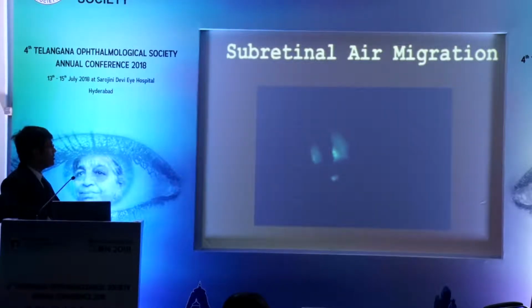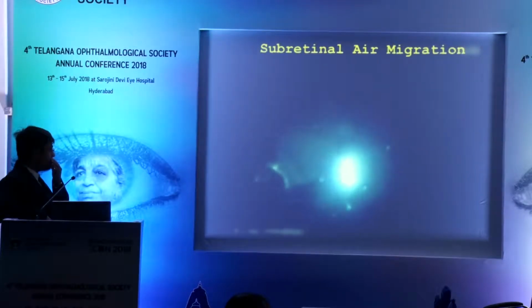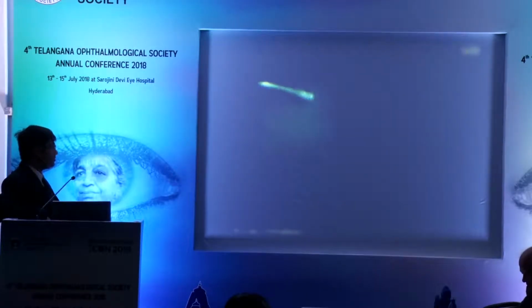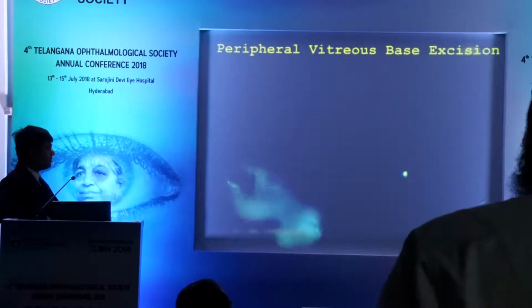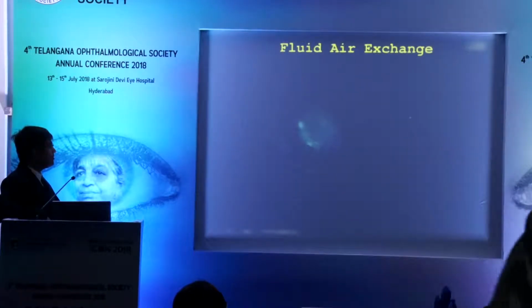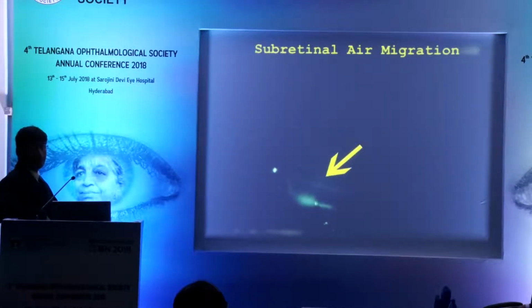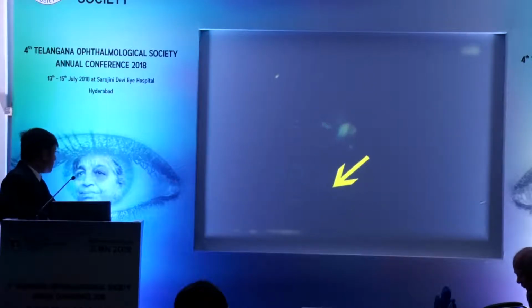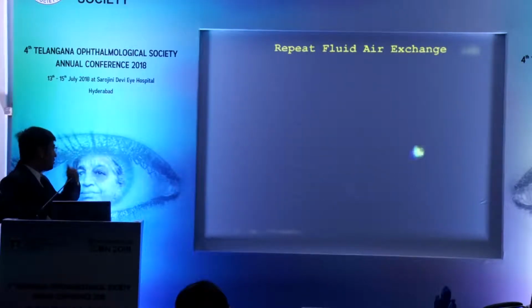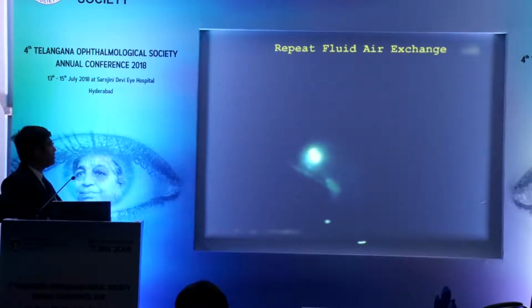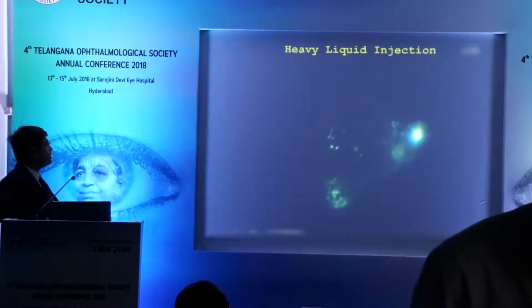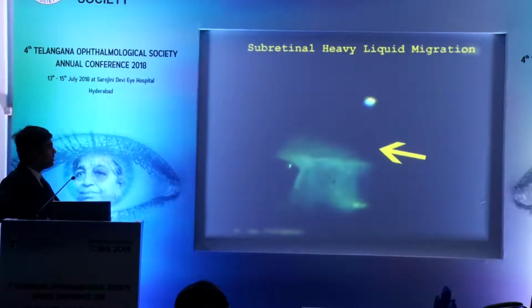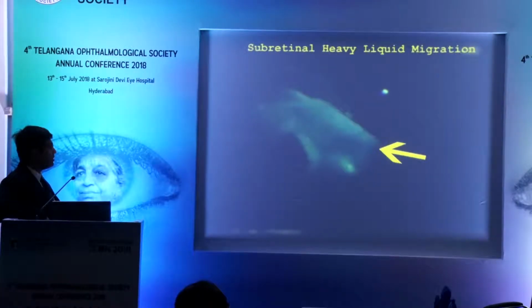This video demonstrates the subretinal air migration during fluid air exchange in a case of an aphakic inferior bullous retinal detachment. After completing the vitrectomy, peripheral vitreous base excision was done. Fluid air exchange was started, and here subretinal air migration was noted. In an attempt to remove the subretinal air, further migration was noticed. A repeat fluid air exchange also led to the same complication. Subsequently, heavy perfluorocarbon liquid was injected, which then also migrated subretinally.